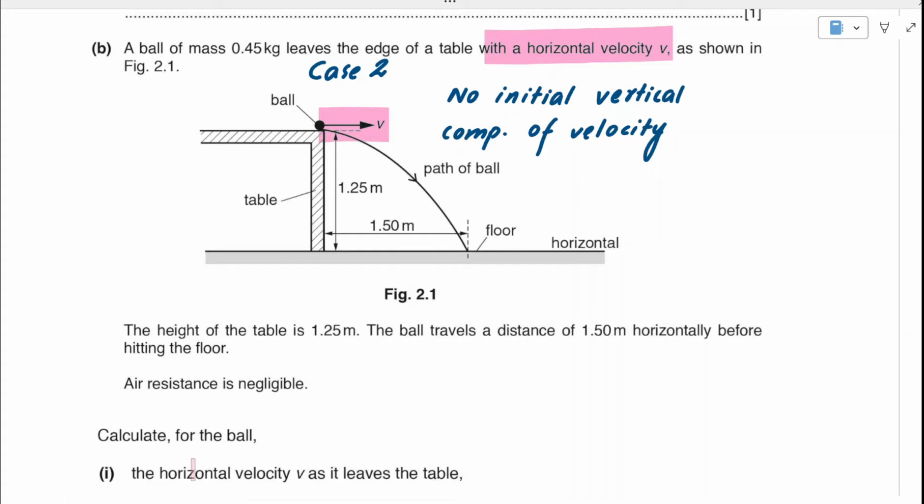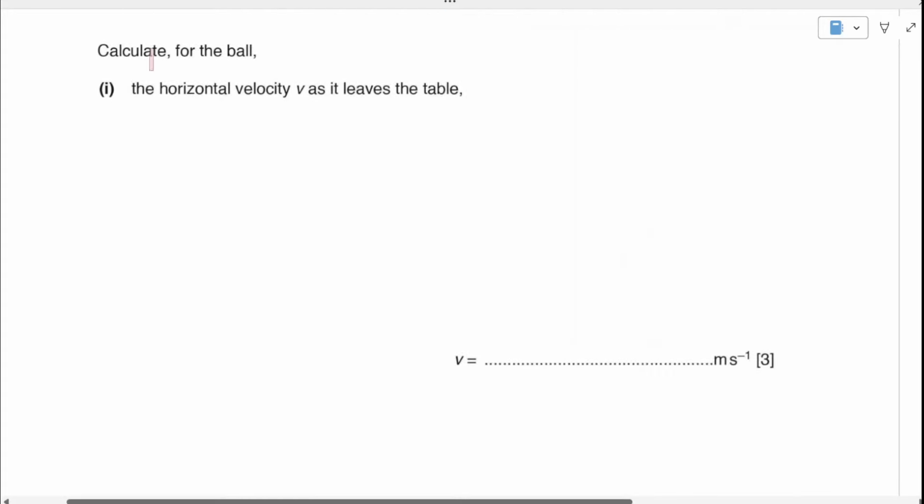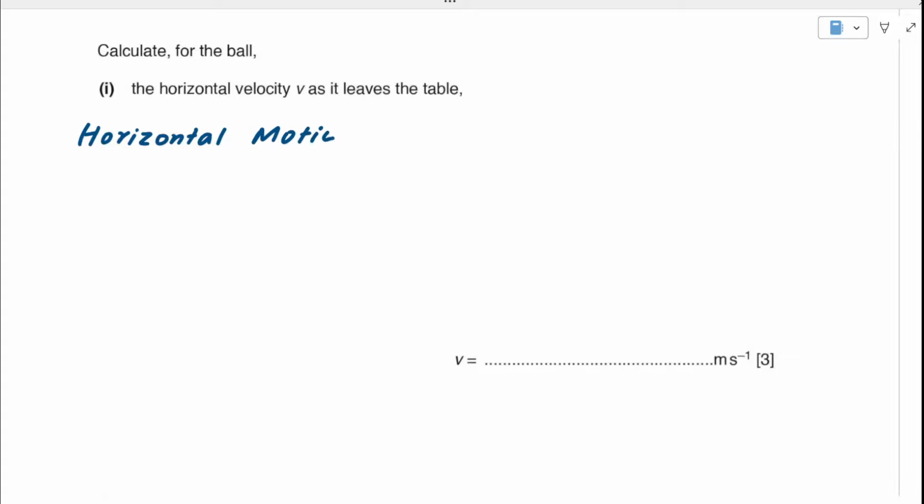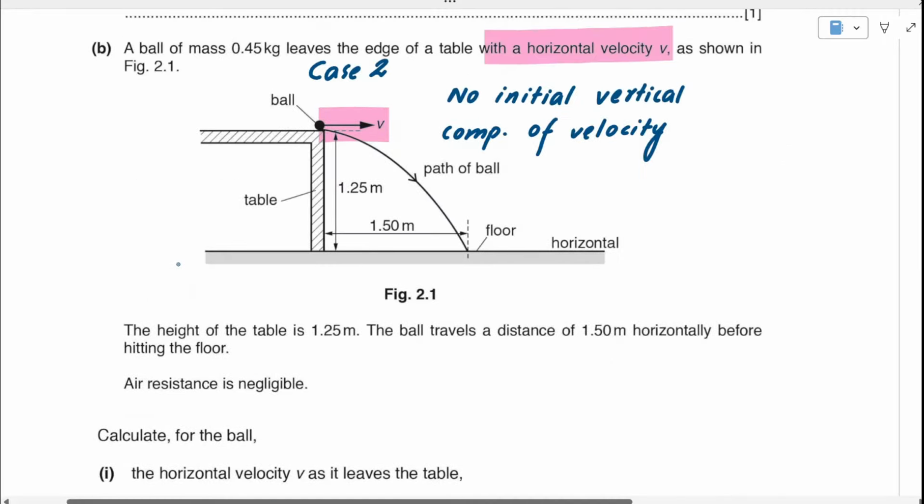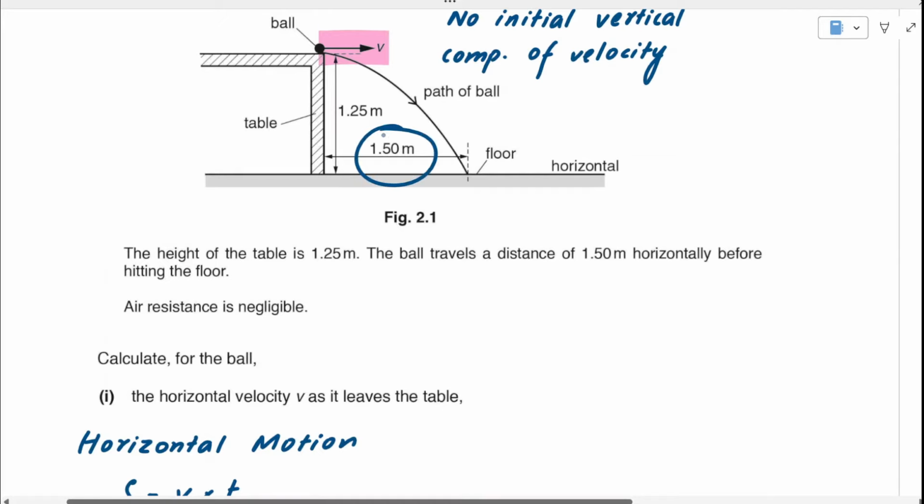So if we need to find the horizontal velocity, I have to consider the horizontal motion. So I'll give the heading here first, horizontal motion. And I know only a single equation for horizontal motion, that displacement equals to velocity into time, and velocity could then be written as displacement over time. I'll quickly insert the values because I do have the value of the horizontal displacement, which is 1.50.